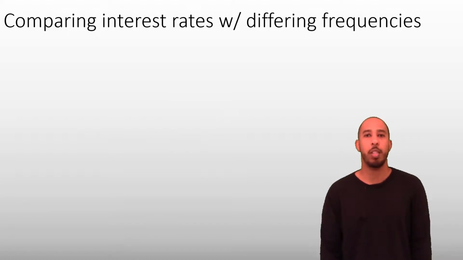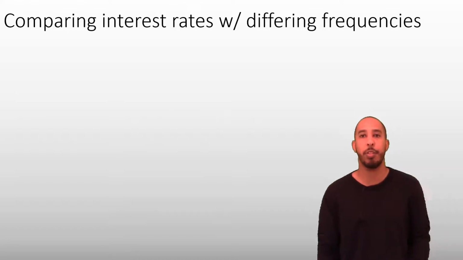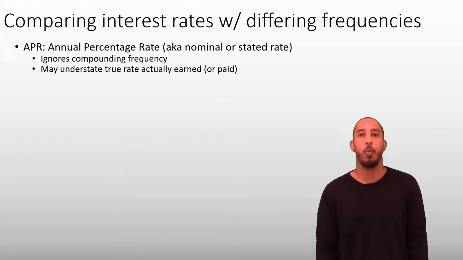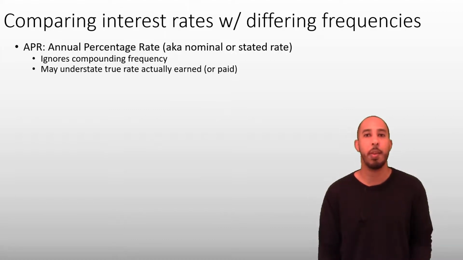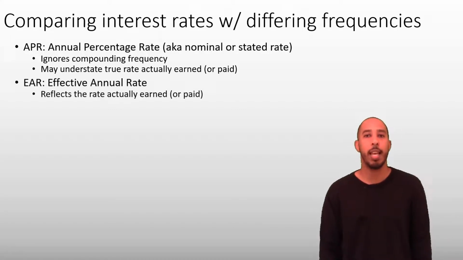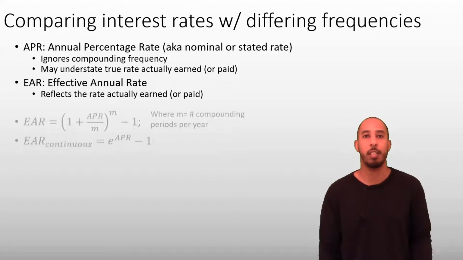You might end up in a situation where you need to compare interest rates that have different compounding frequencies. One bank pays daily interest, whereas another bank pays monthly interest, for example. We wouldn't be able to compare APRs since APR doesn't take into account the compounding frequency, and as a result may understate the rate that's actually earned. So instead, we can compute something else called the EAR, the effective annual rate. This rate will reflect the rate you would actually earn from each bank, taking into account the compounding frequencies. These EARs would be comparable across the banks.